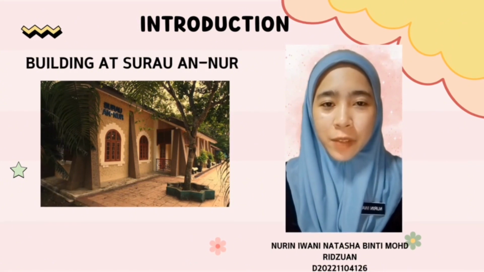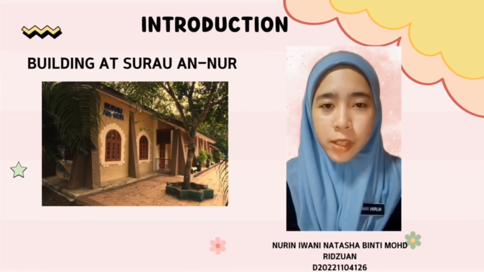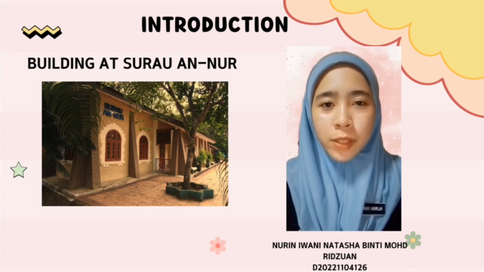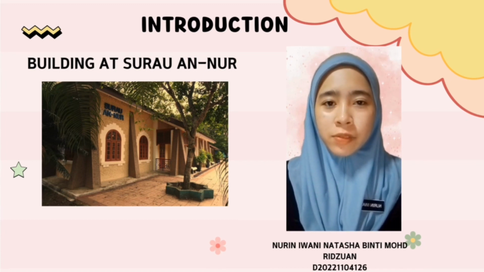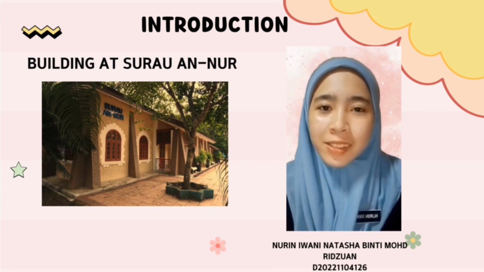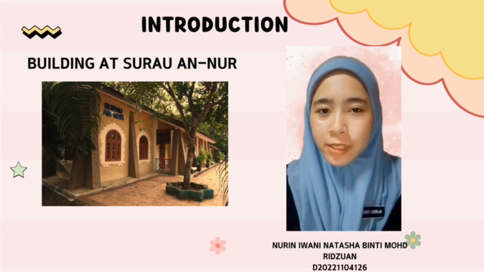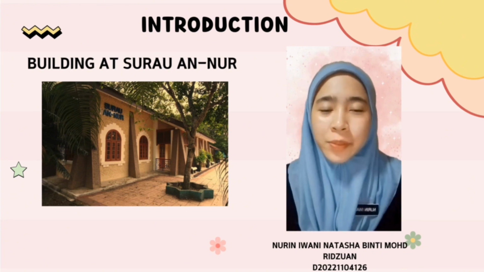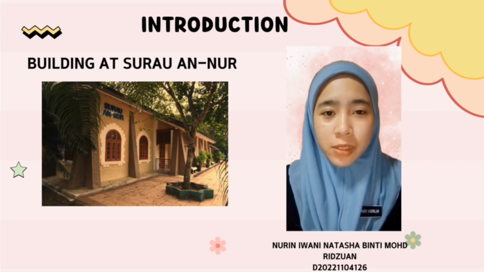For this assignment, we have to choose an object or building that is made of geometrical shapes or concepts. So, my group has chosen the building of Surau An-Nur. The reason why we chose this building is because it obviously shows geometrical shapes. In the window, we can see the semicircle and the rectangle. The repetition of the rectangle shows the translation motif.